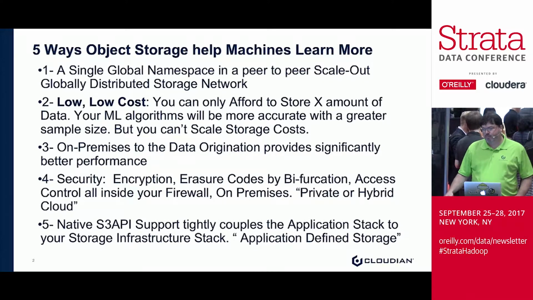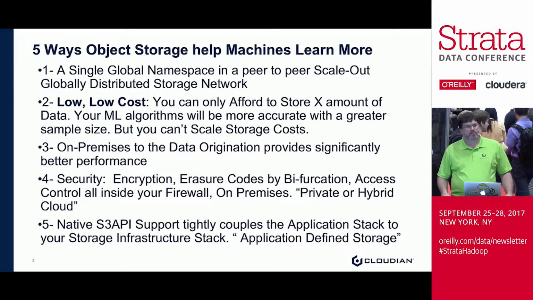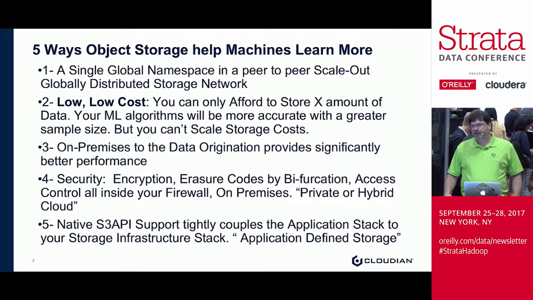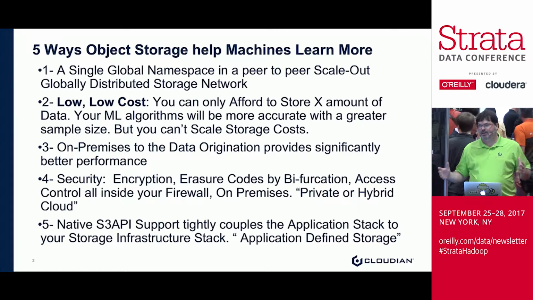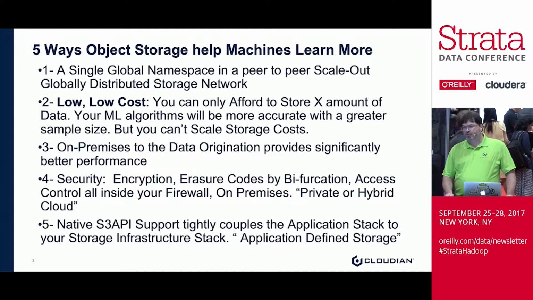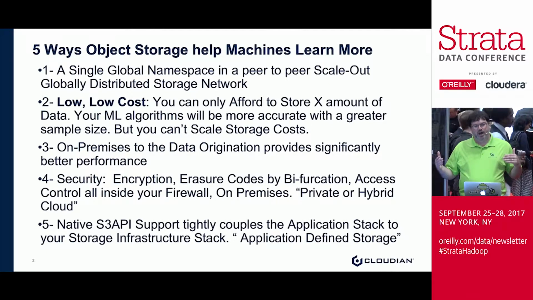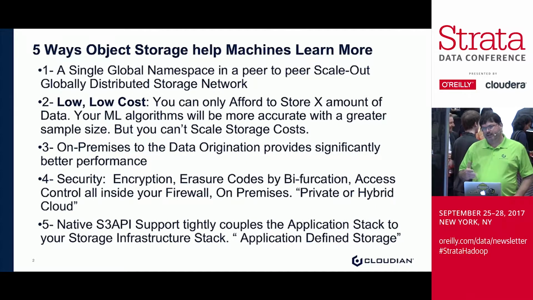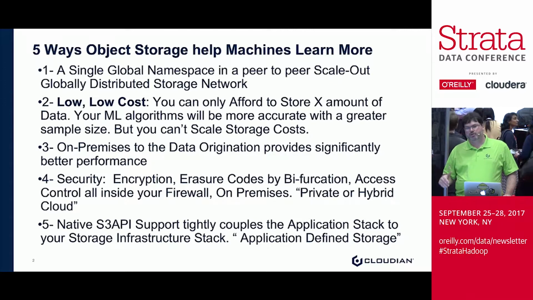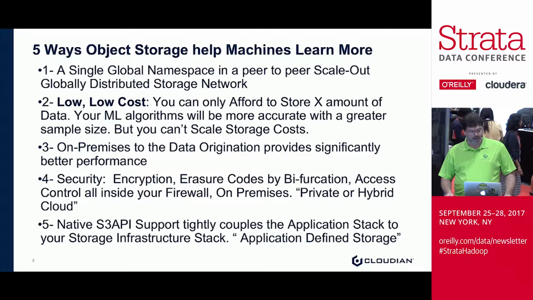But first and foremost, object storage and Cloudian provides a single global namespace in a peer-to-peer network that's globally distributed. We also provide an extremely low-cost platform. Typically, I tell customers that your machine learning algorithms are only going to be as good as the amount of data that you actually store against those algorithms, right? So the lower the cost of the storage, the more that you'll be able to analyze. And that's what we help in a big way, and I'll talk more about that.